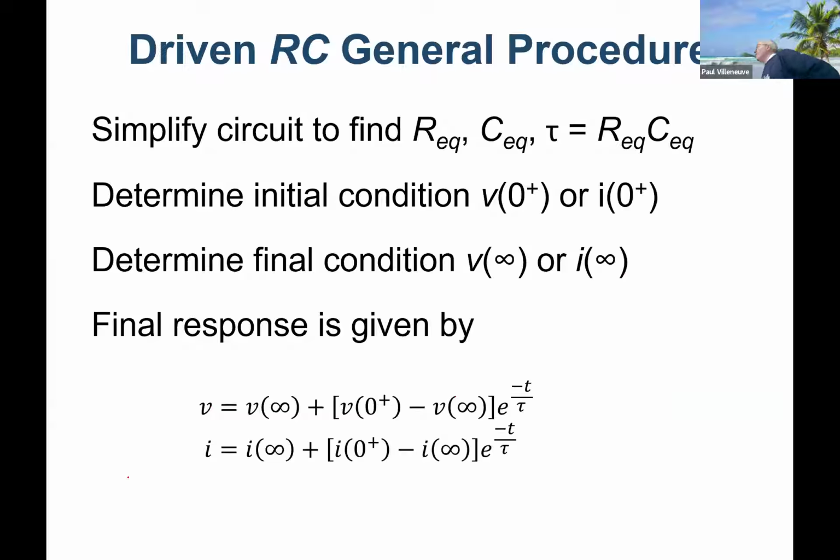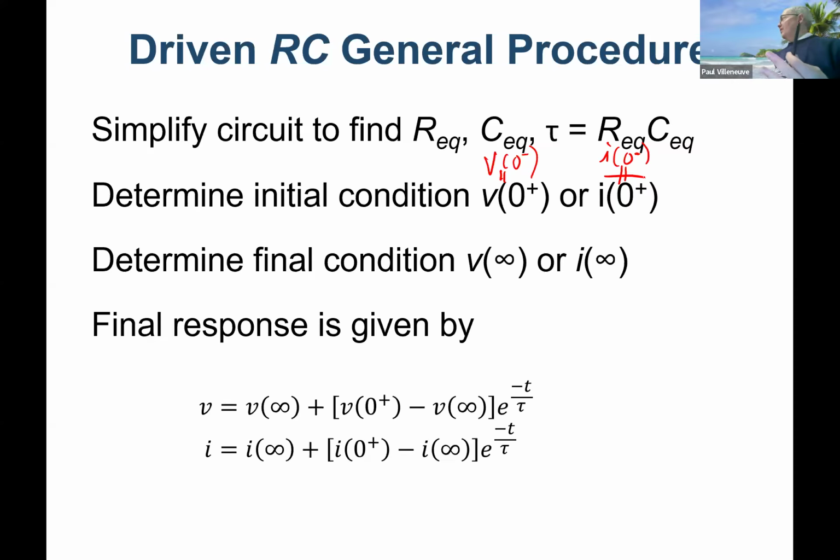So here is the approach to solve for any driven RC circuit. You want to find R equivalent and C equivalent so that you can solve for your time constant. You're going to determine your initial condition, V of 0 plus or I of 0 plus. And remember, V of 0 plus is the same as V of 0 minus, right? So these two equal each other, but these two do not equal each other, right? So we have to be careful when we're solving for our initial conditions, what can change instantaneously. Our final condition, it doesn't matter.